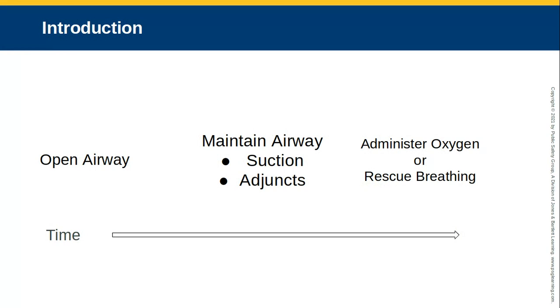Here's the way I think of it. It's a timeline. When you arrive on scene, an airway that is not patent is a life threat. So we have to make sure that that is open. And once it's opened, maybe using a head tilt chin lift method, then we can maintain it. That might be there's an obstruction that requires suctioning, or we can insert an adjunct. And then finally, we support the patient's respirations by administering oxygen, or in extreme cases, we might have to perform rescue breathing.